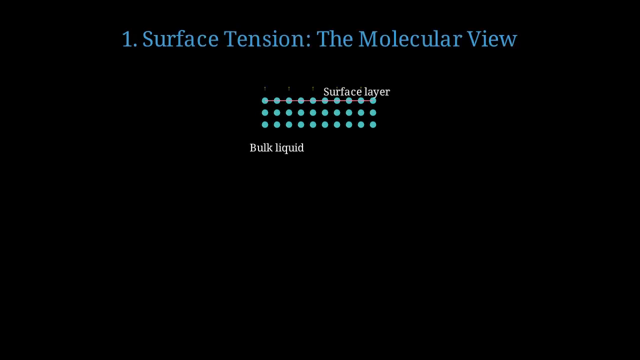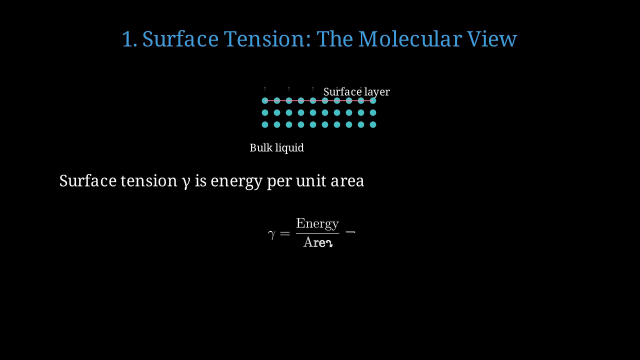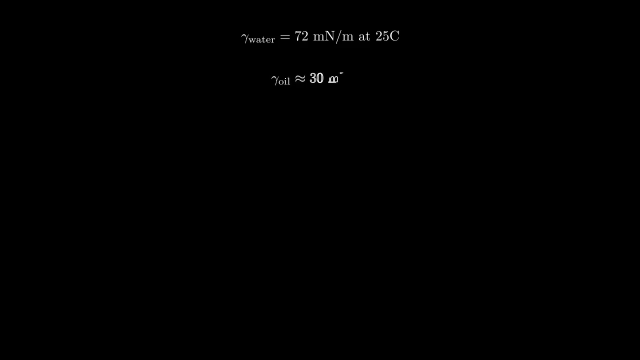Molecules in the bulk liquid experience equal forces in all directions, but surface molecules have unbalanced forces, creating tension. Surface tension gamma is the energy required to create new surface area, measured in joules per square meter or equivalently newtons per meter. Gamma equals energy per area, which is equivalent to force per length. For water at 25 degrees Celsius, gamma equals 72 millinewtons per meter. For typical oils, gamma is approximately 30 millinewtons per meter.